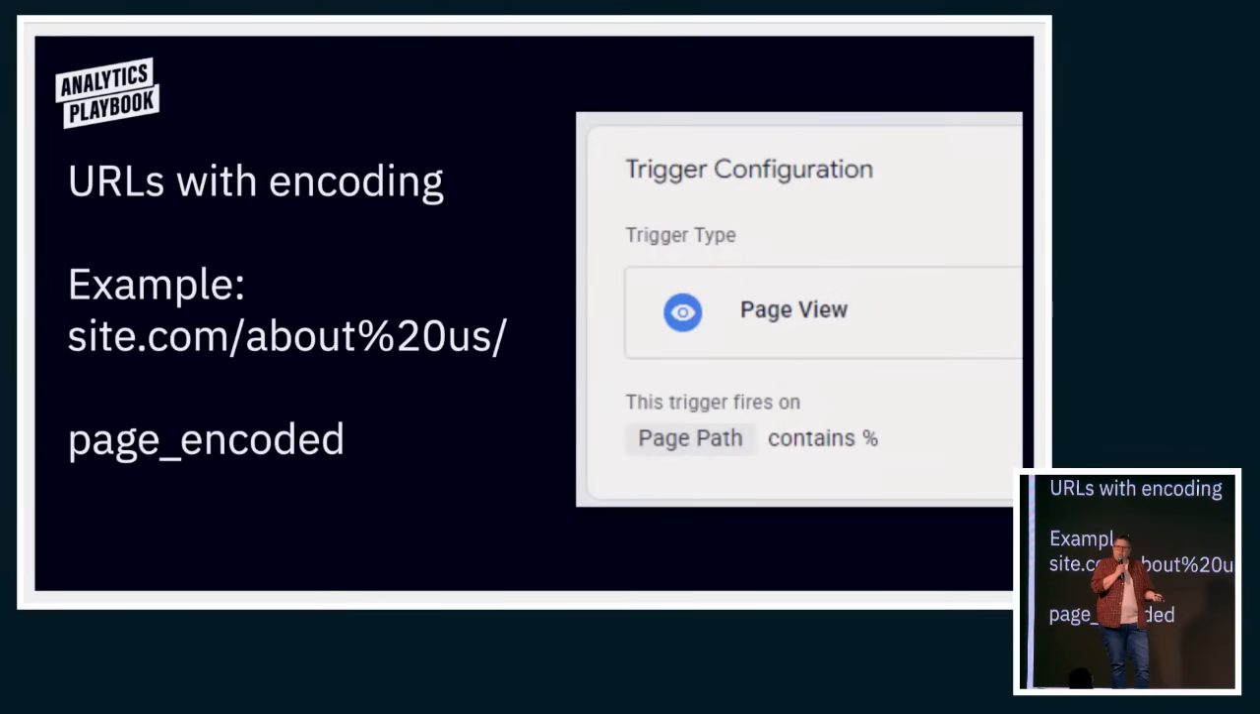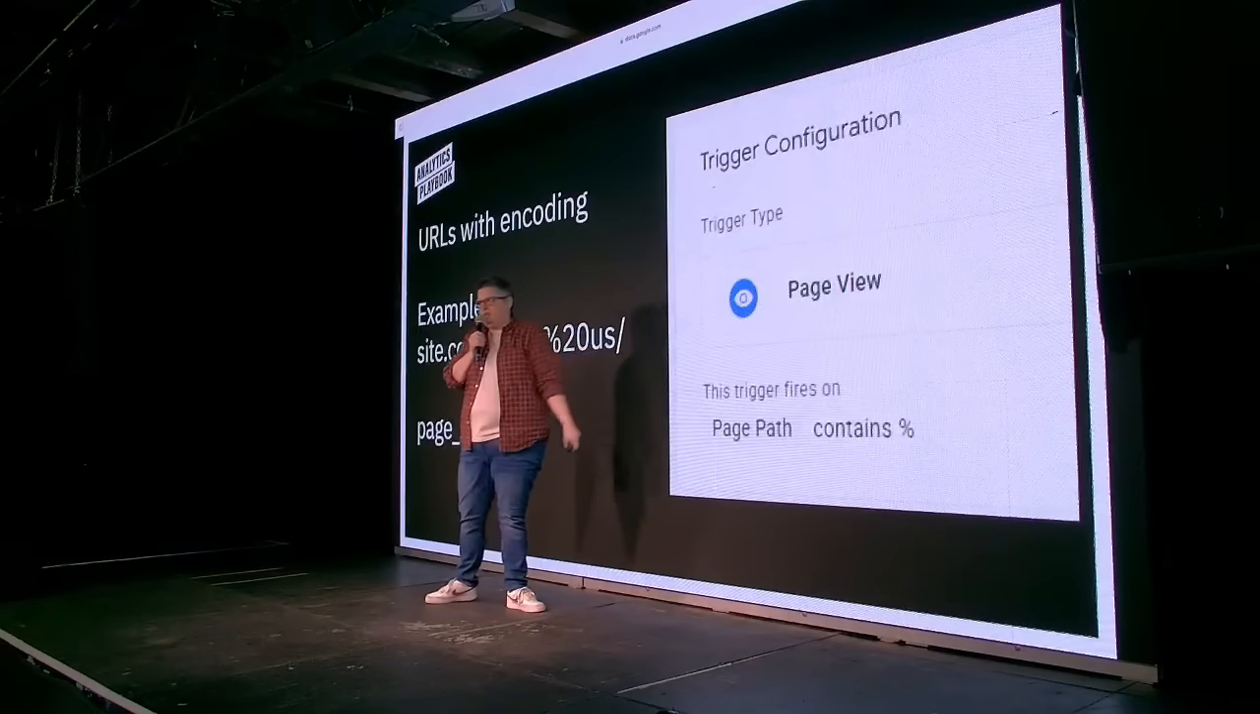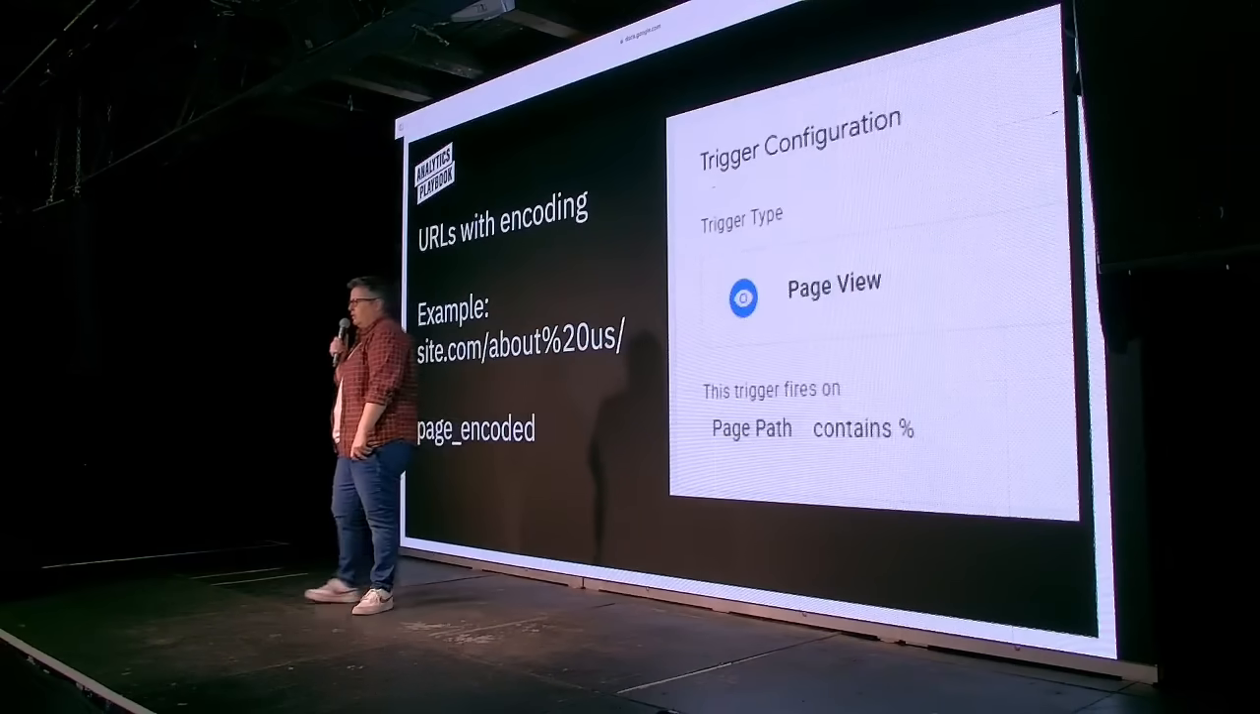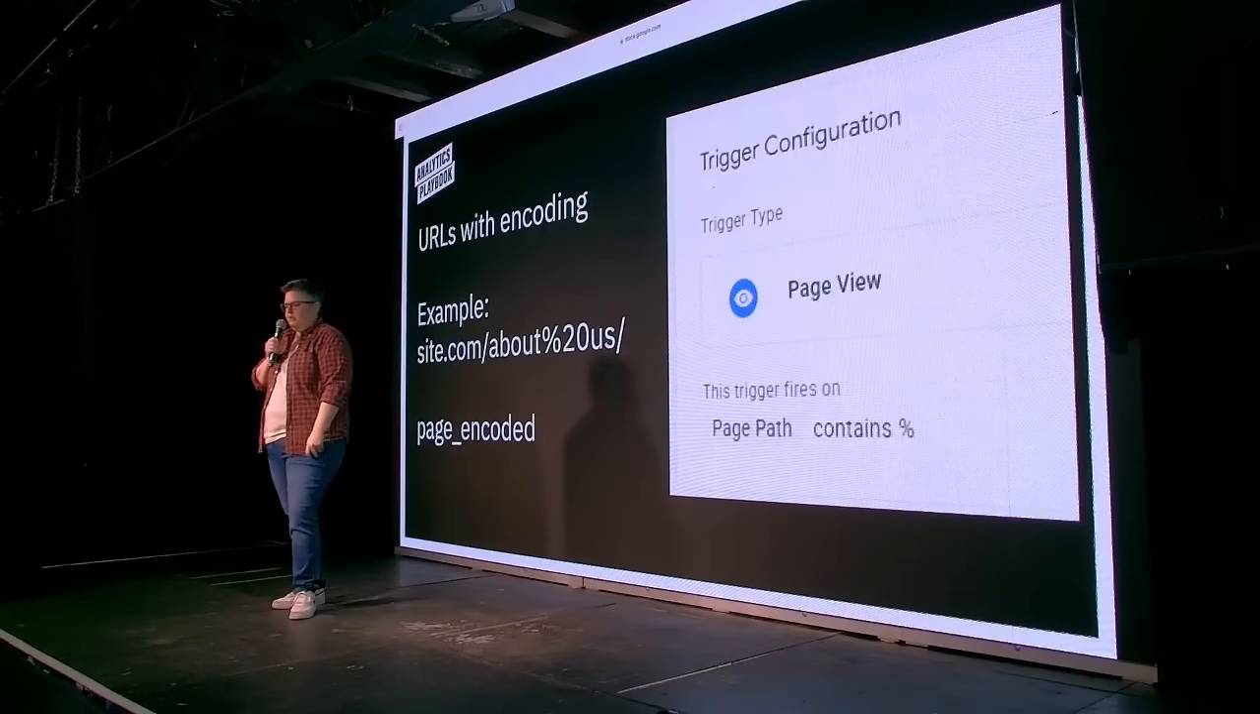Next thing I want you to record are URLs that have encoding in them. For example, your sweet PR person doesn't realize you can't put spaces in URLs and they just go ahead and do it anyway because the CMS let them do it. Why is it a problem? Then you realize that About Us has a percentage sign 20 in the middle of it, right? In this case, this is a really simple trigger. You're just looking at the page view where the page path contains a percentage symbol. That's all you're looking for. And then you would record an event when that happens.